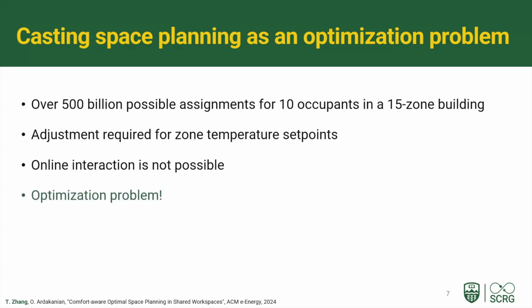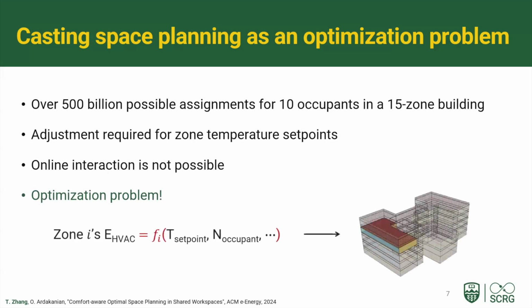A practical approach to addressing this issue is to frame it as a mixed integer programming problem. In this formulation, the variables are the location of the occupants and the temperature set points for each zone. The objective is to minimize the building HVAC energy consumption. To enhance the data efficiency in solving this problem, we break down the building energy consumption estimation at the level of individual zones. This allows for a more granular and accurate assessment of energy usage and optimization opportunities.